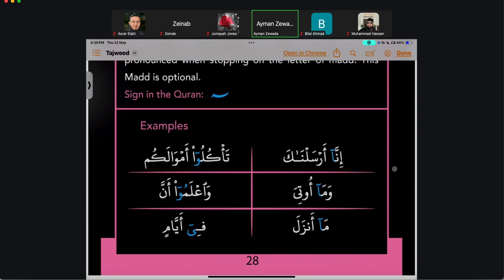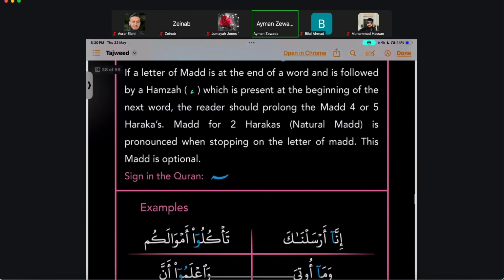Now, this is optional. You can either choose to pronounce this mad or omit it. However, what's really important to keep in mind is it's not optional within the same recitation. Meaning, let's say you sit down and you're going to do a halaqah, all right? And you've decided for this halaqah, I am going to do the munfasil mad. And I'm going to do it. Remember what we said, you can do it 4 or 5 harakat.